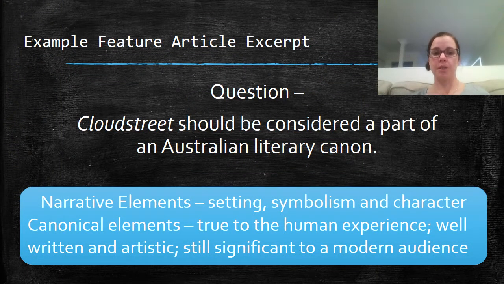This exemplar has responded to the question, Cloudstreet should be considered a part of an Australian literary canon. It has used the narrative elements of setting, symbolism and character, and the canonical elements of true to the human experience, well written and artistic, and still significant to a modern audience.